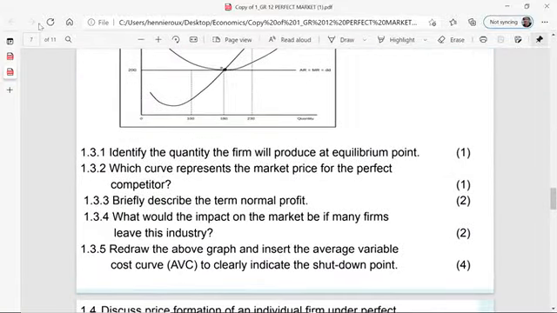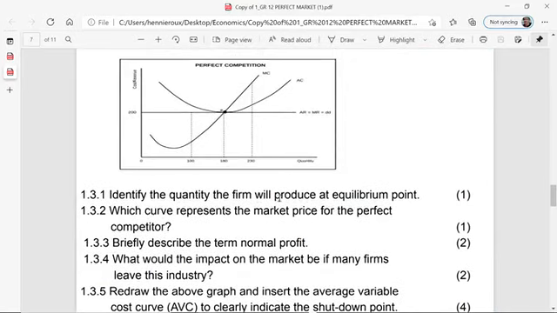Right, 1.3, they say identify the quantity the firm will produce at equilibrium point. Now it tells you there's the small e, that is my equilibrium point, and the quantity at that point, so I go from the equilibrium point, I move down to my quantity, and I see there that at that point it is 180 units that's being produced. So the answer there will be 180.